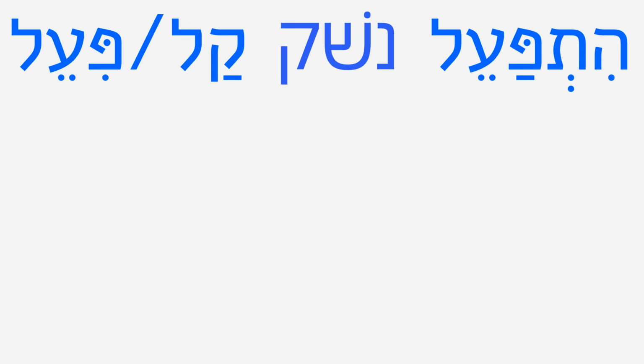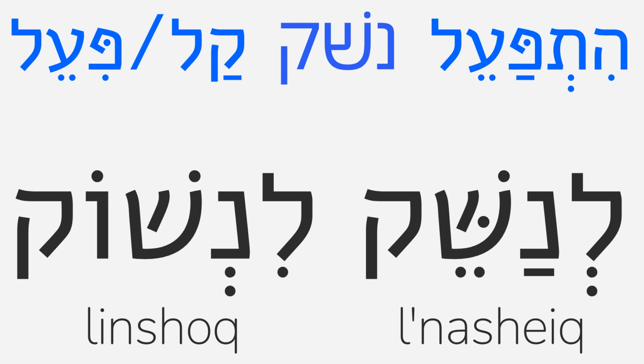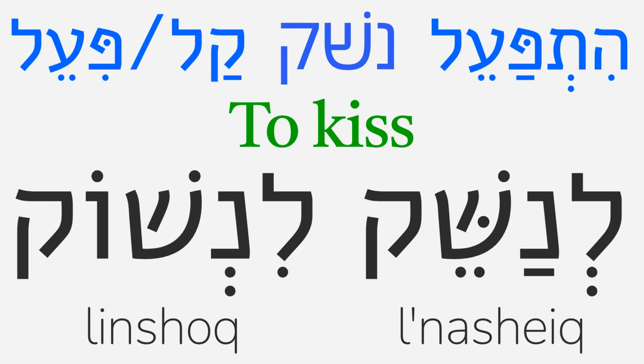Let's learn another verb used in the hitpael binyan. This verb is from the root nun shin kuf. This root can also be used in the kal and pa'el binyanim. In those binyanim, we can make the infinitives linshok and lenashek, which both mean basically the same thing, to kiss.